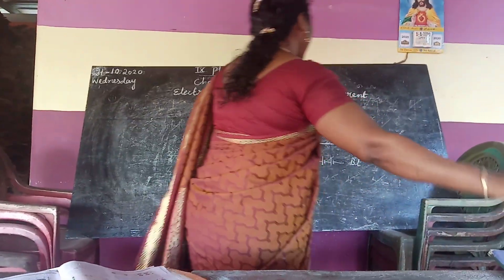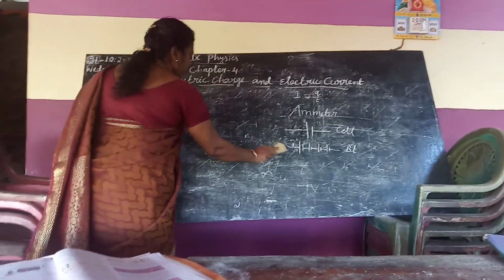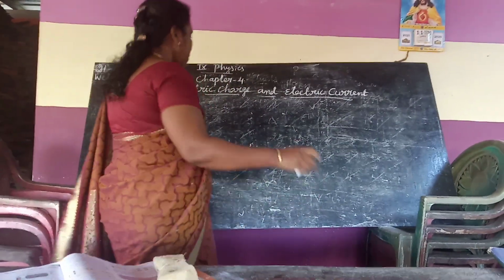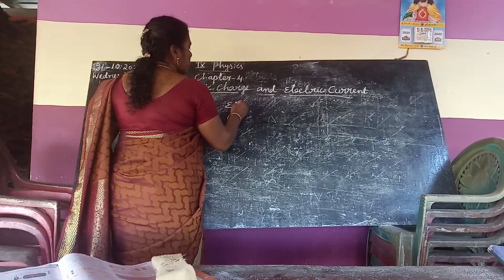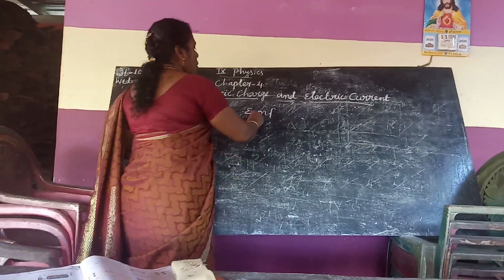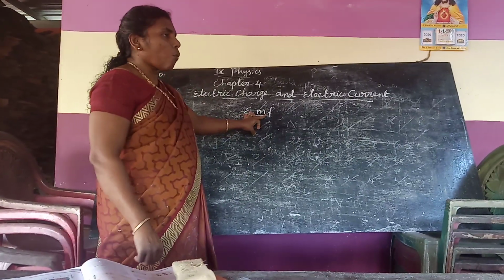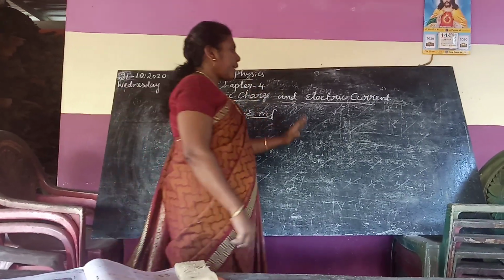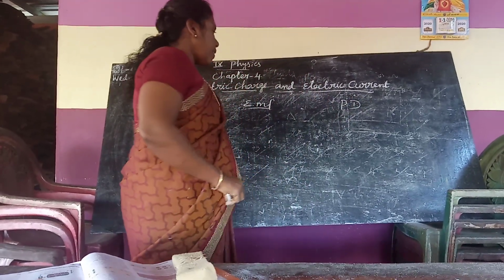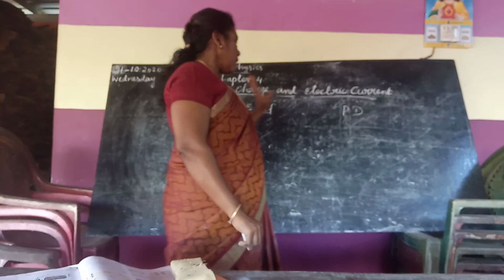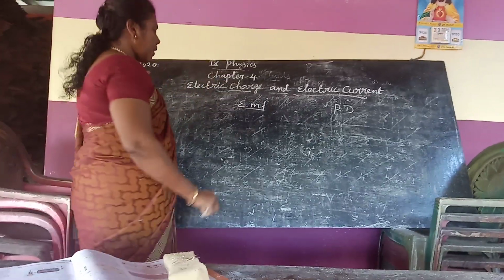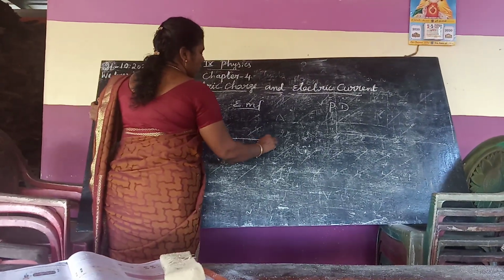Next we will learn about EMF. What is the full form of EMF? Electromotive force. Next we are going to learn about potential difference. So this one is EMF, and the next is potential difference. First we will learn about EMF. Let us consider a horizontal pipe. You all know about a horizontal pipe.